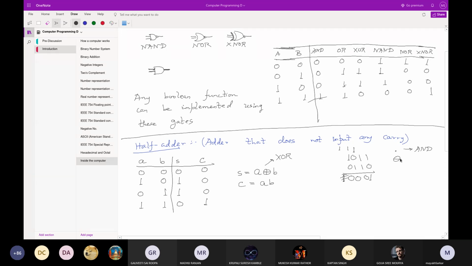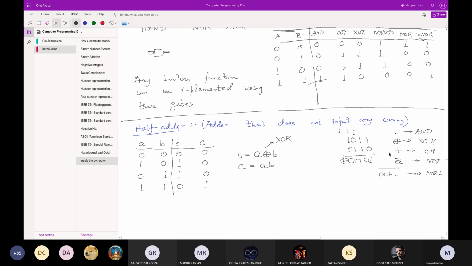Then XOR has its own symbol, plus is used for OR, and a bar like this is used for NOT. So if you write something, say a plus b, that is a OR b, and if you do a NOT of that, that will become a NOR b. That means you are doing OR first, then you are doing NOT of that result. So NOT of OR becomes NOR. Similarly there are NAND and XNOR.